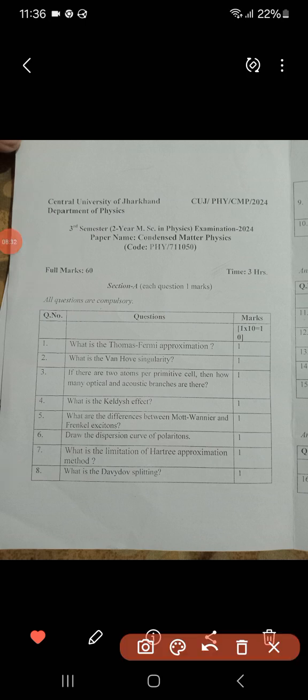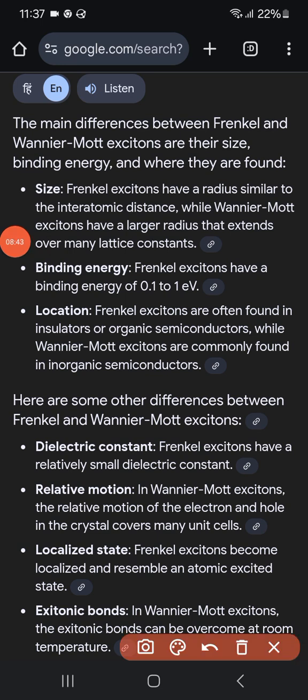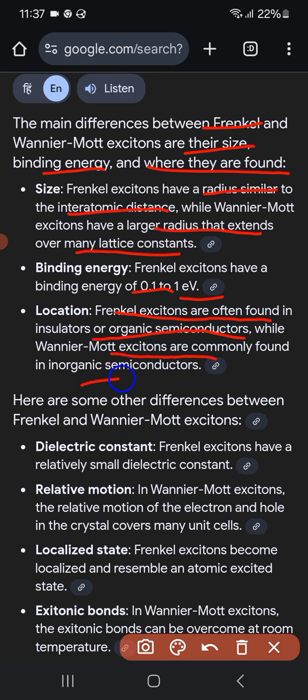What are the differences between Mott-Wannier and Frenkel excitons? The main differences between Frenkel and Mott-Wannier excitons are their size, binding energy, and where they are found. Size: Frenkel excitons have a radius similar to the interatomic distance, while Mott-Wannier excitons have a large radius that extends over many lattice constants. Binding energy: Frenkel excitons have binding energy of 0 to 1 electron volt. Location: Frenkel excitons are often found in insulators or organic semiconductors, while Mott-Wannier excitons are found in inorganic semiconductors.